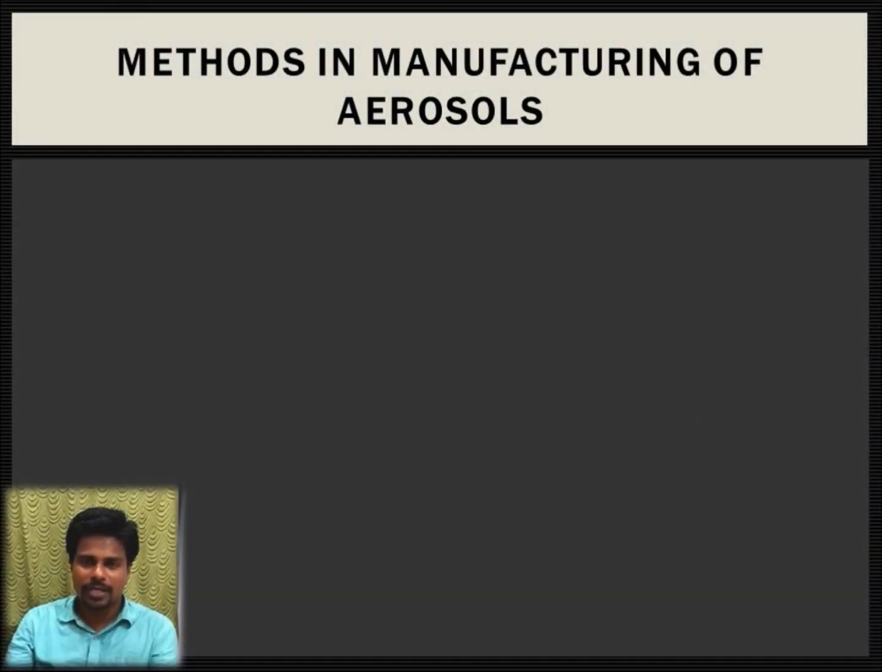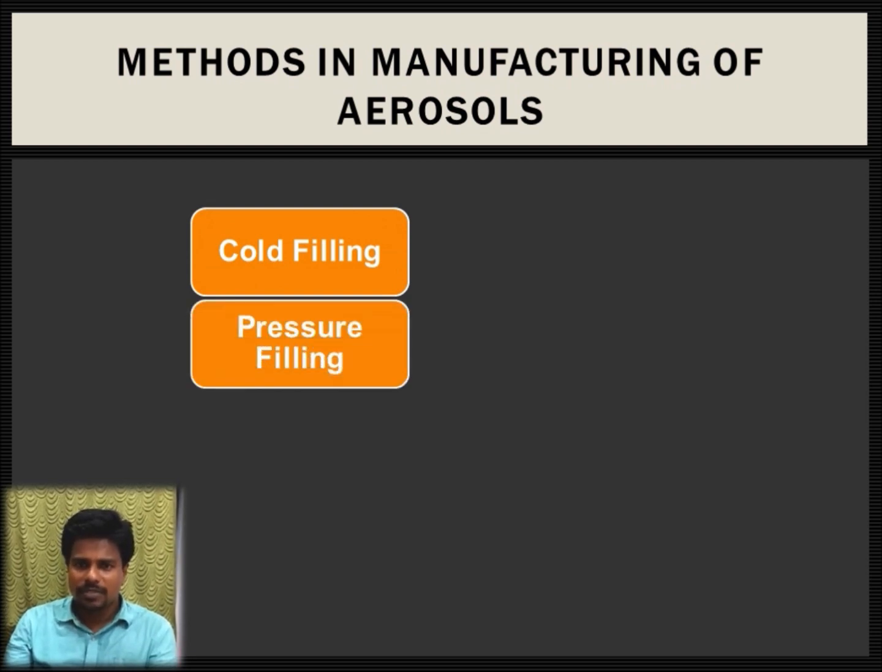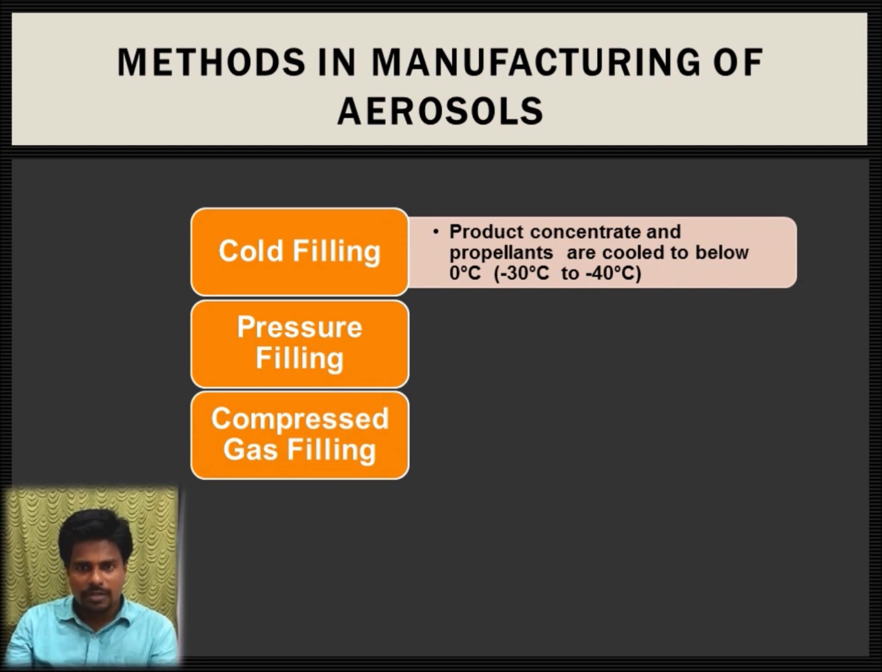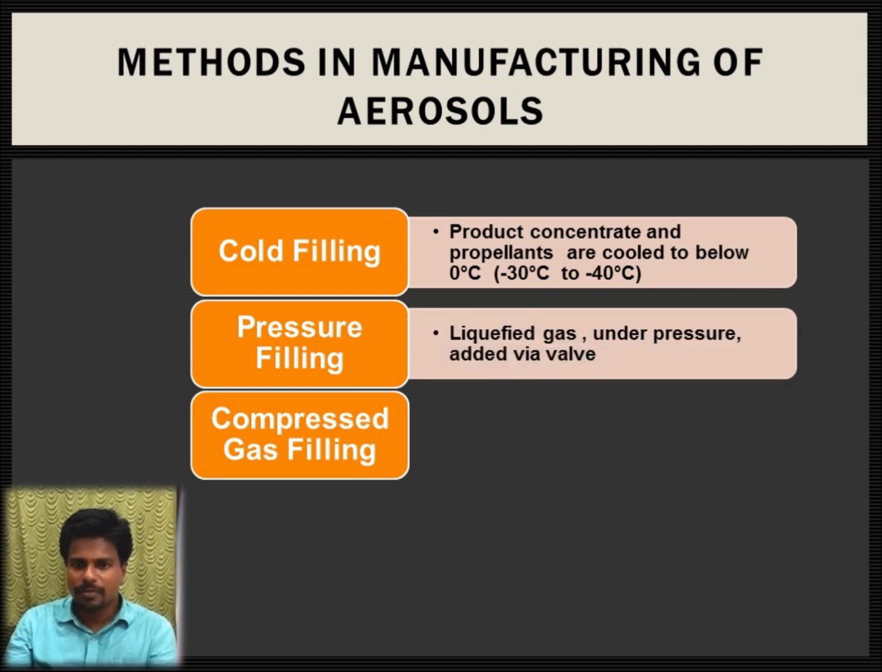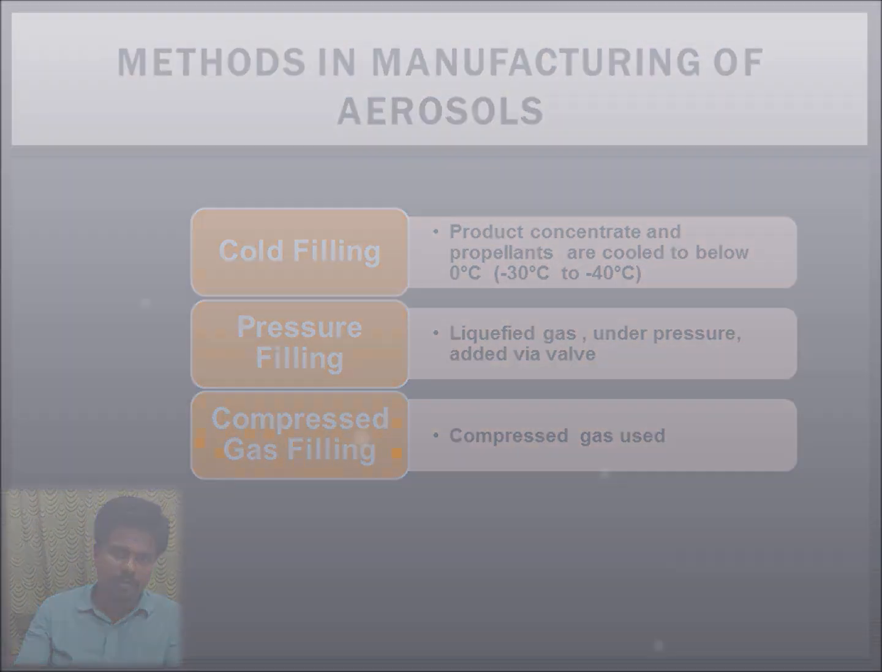Methods used for manufacturing aerosols: the cold filling process, the pressure filling process and the compressed gas filling process. In the cold filling process, the product concentrate and propellants are cooled to a temperature below 0 degrees Celsius, that means minus 30 to minus 40 degrees Celsius. In the pressure filling method, the liquefied gas is added to the container under pressure through the valve. The compressed gas filling method is similar to the pressure filling method. Here, compressed gas is used instead of chlorofluorocarbon.